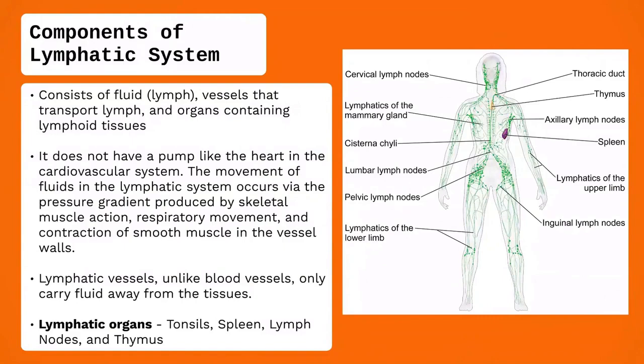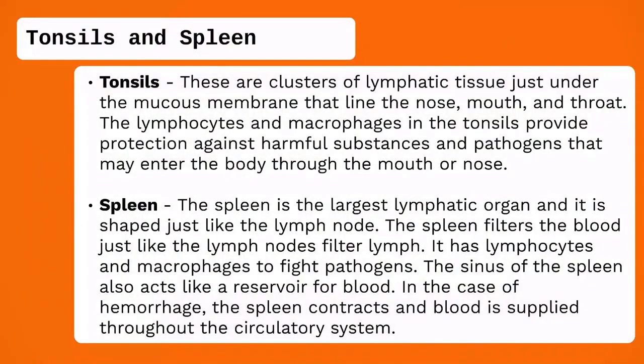Our lymphatic system consists of fluid or lymph, vessels that transport lymph, and organs containing lymphoid tissues. It does not have a pump like the heart and the cardiovascular system. The movement of fluids in the lymphatic system occurs via the pressure gradient that's produced by skeletal muscle action, respiratory movement, and contraction of smooth muscle in the vessel walls. Lymphatic vessels, unlike blood vessels, only carry fluid away from the tissues. So some of our lymphatic organs include our tonsils, our spleen, our lymph nodes, and our thymus.